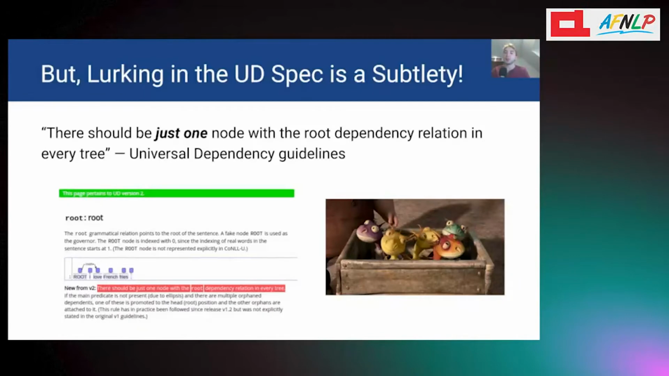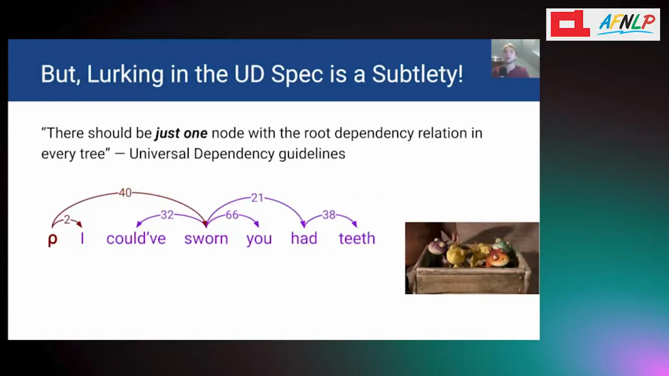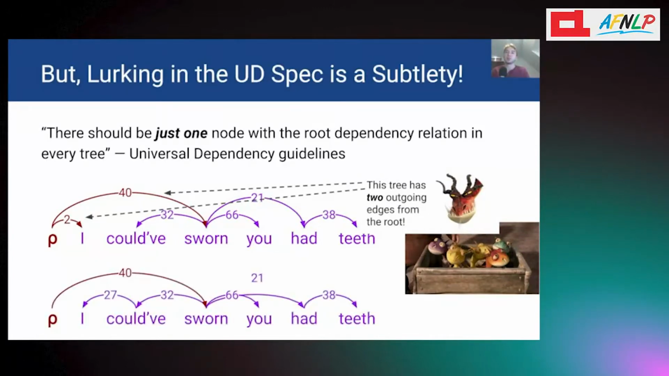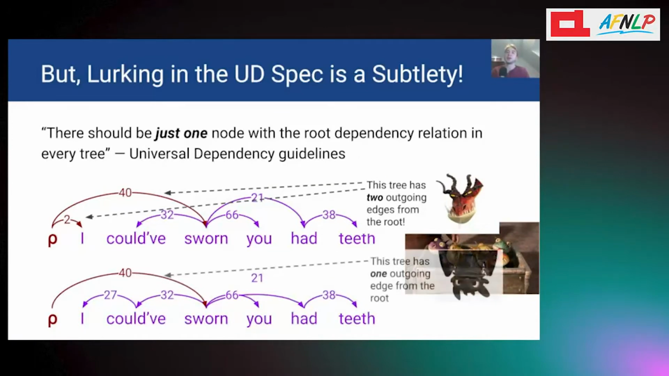However, most dependency parsing annotation schemes apply a special root constraint. The Universal Dependencies guidelines state there should be just one node with the root dependency relation in every tree. Therefore, a dependency tree like this one is not a valid dependency tree as it has two outgoing edges from the root. Meanwhile, this tree has only one edge emanating from the root and so is a valid dependency tree.